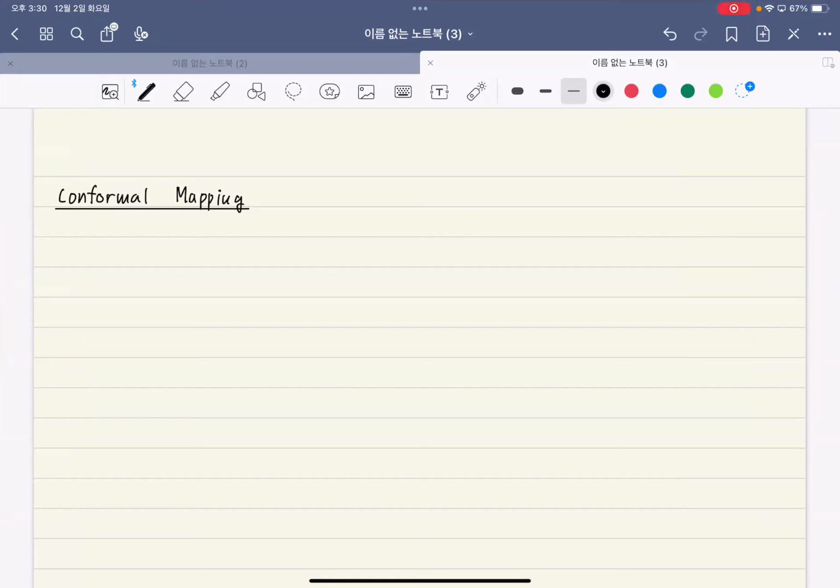Okay, so today we're going to talk about conformal mapping. In other words, this is an angle preserving map. So what is an angle preserving map? Suppose that I have a function between two spaces.